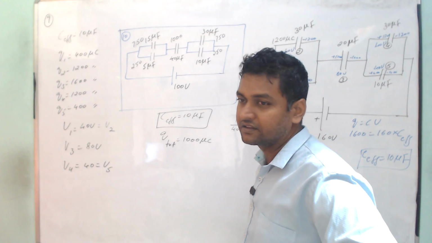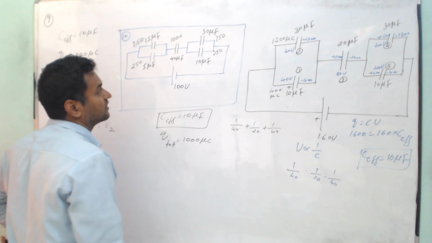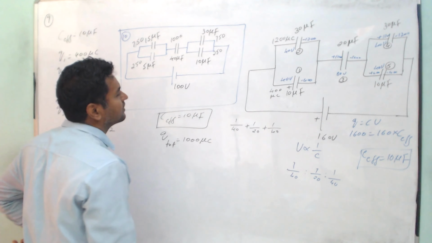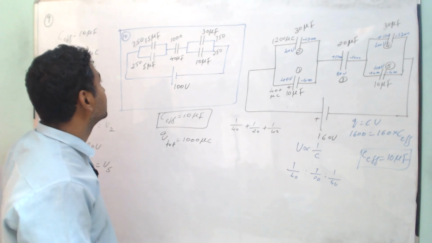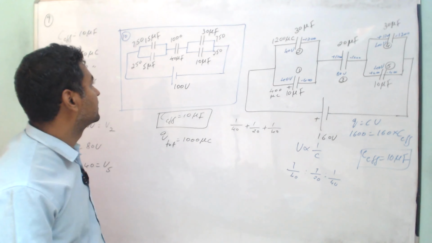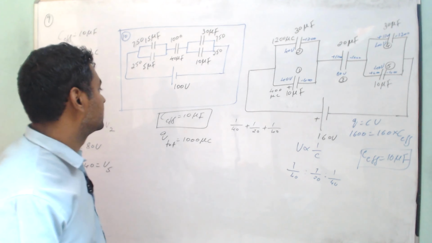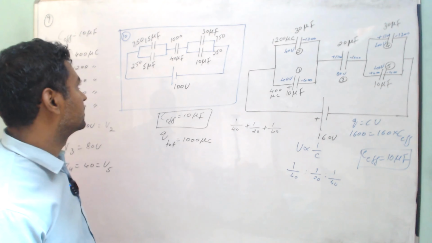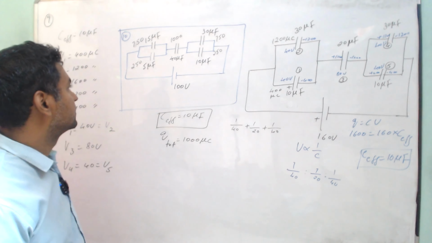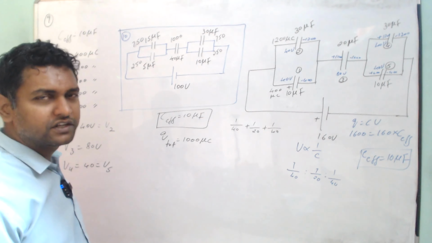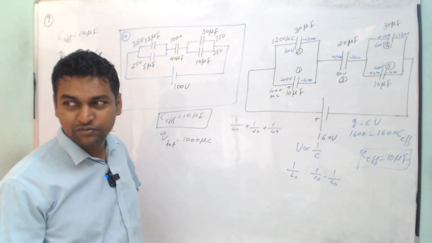Next. Okay, potential across each. The total 20. The 1000 by 20, therefore 500. 1000 by 20 is 500. 1000 by 2 is 50,000.